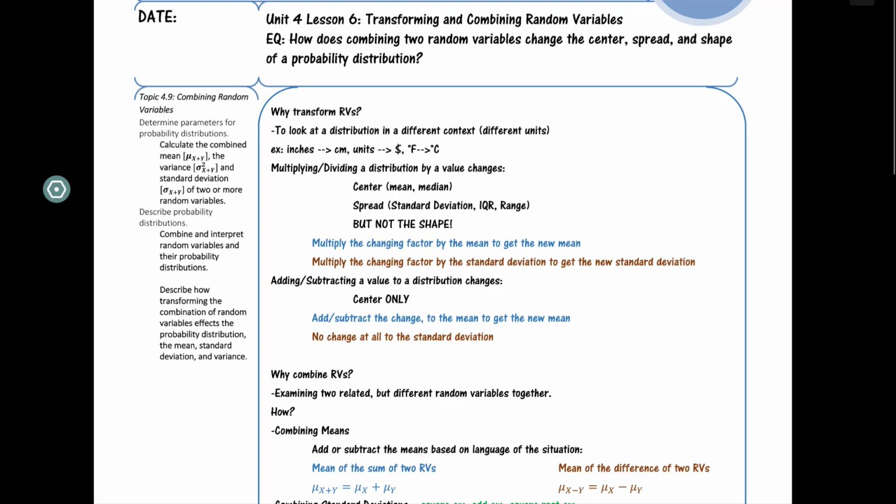Our essential question only touches on the basic topics that we're going to be working on today. How does combining two random variables change the center, spread, and shape of the probability distribution? But it does summarize everything.